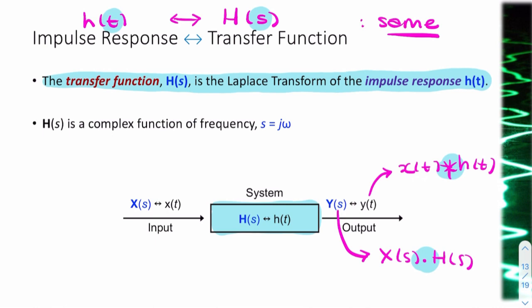Now, we're not going through all the properties of the Laplace transform. We're not going to explain that in detail, but it's enough to know that one of the properties of the Laplace transform is that convolution in time is equivalent to multiplication in frequency, and that is often a much easier operation to carry out than that.